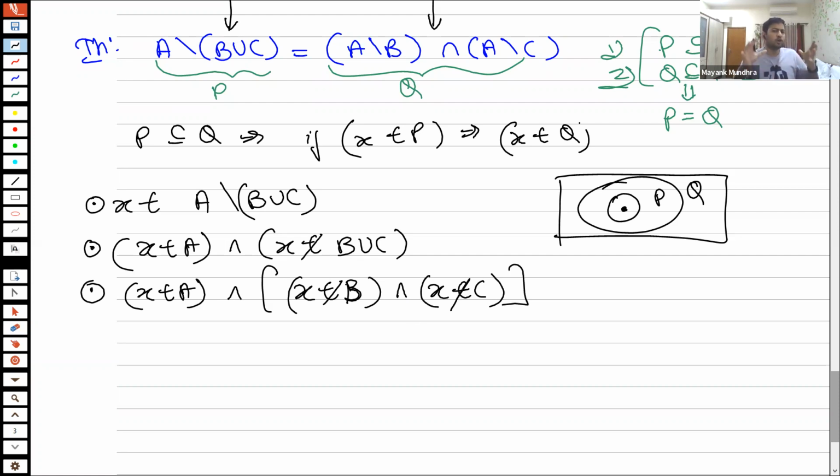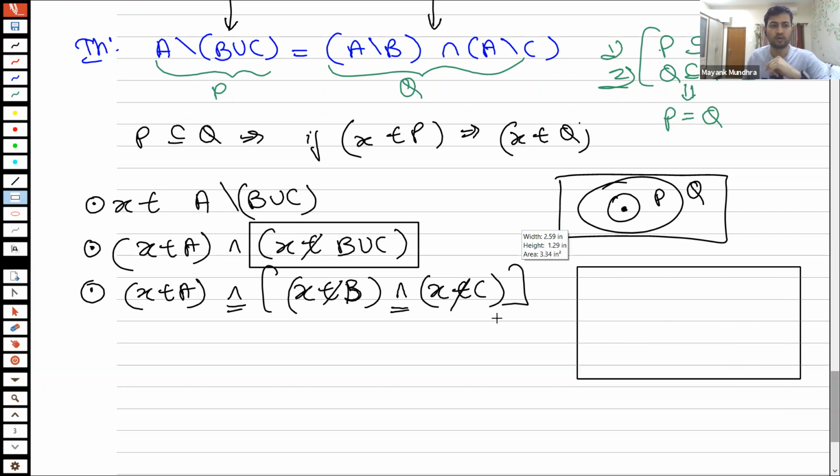Because if it does not belong to B union C, it means that it should not be in B and it should not be in C. Where it can and cannot be, that is the key. So it should not belong to B and it should not belong to C. Just focus on this part.